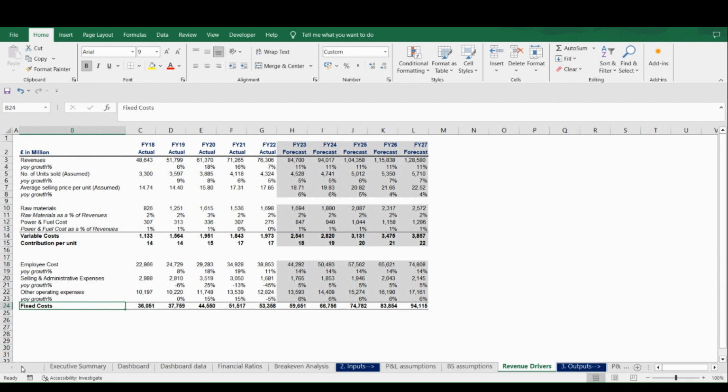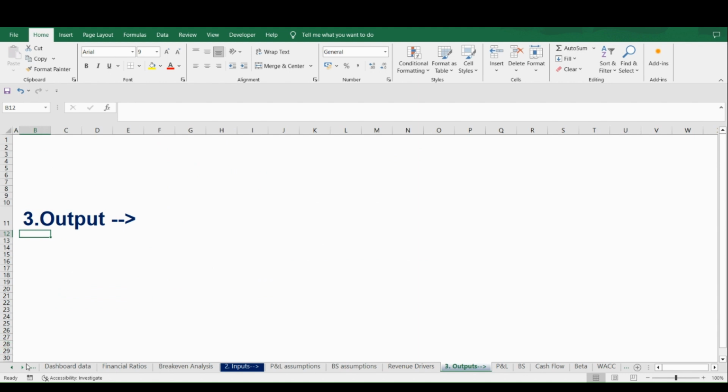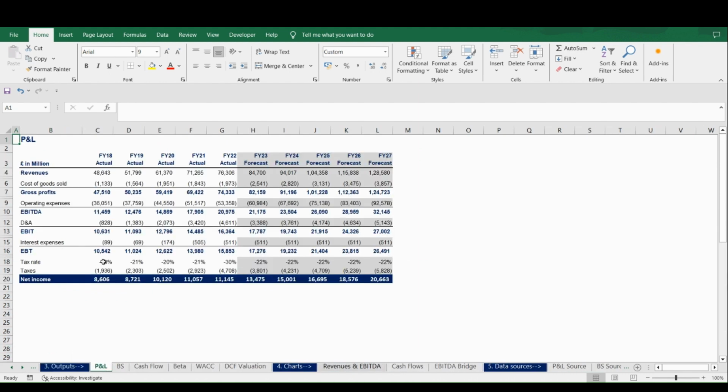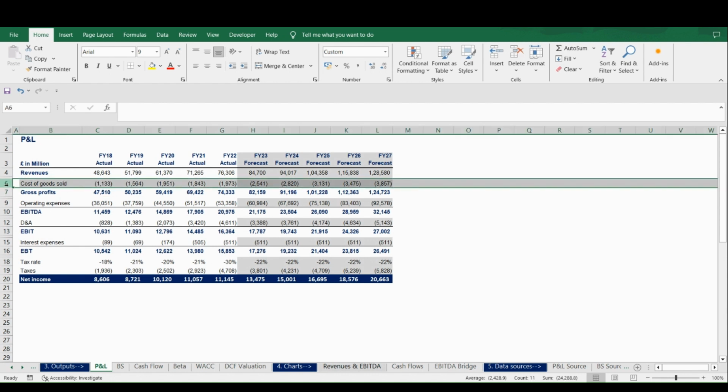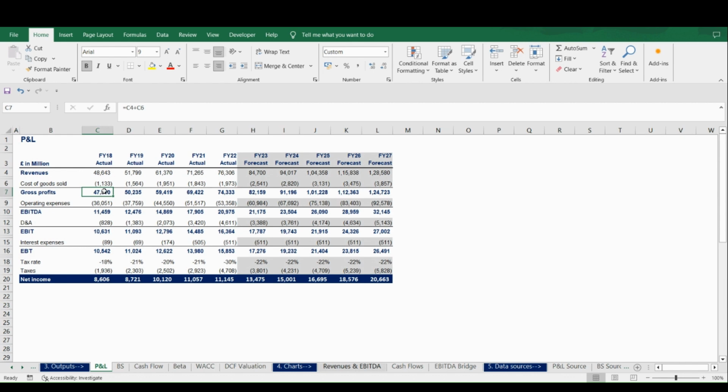With this, we are at the end of input sheets, and now we look at the final sheets or the output sheets for our model. At first, we have the P&L. We have a pretty basic P&L that shows the revenues and cost of goods sold. Then we have gross profits, that is the revenues minus the cost of goods sold. The cost of goods sold is present in a negative term here, so that's why we have just added it. Similarly, all the expenses are present in the negative form.